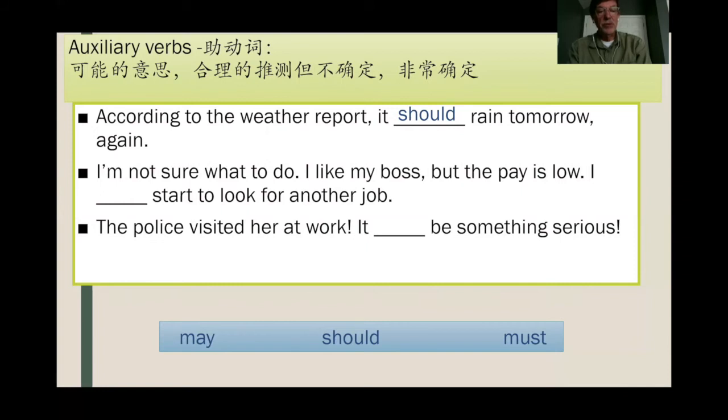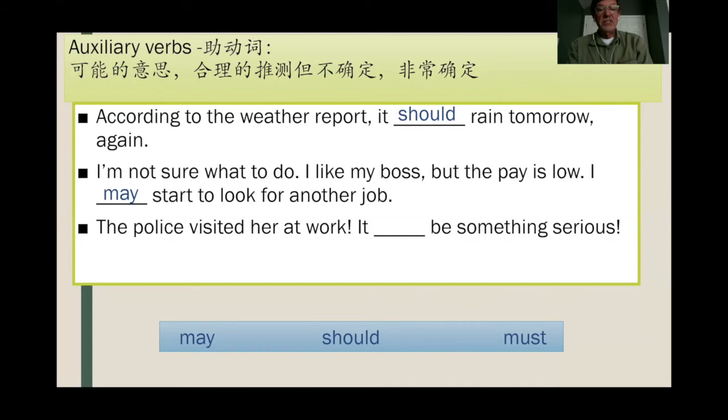I am not sure what to do. I like my boss, but the pay is low. I blank start to look for another job. Okay, so there are a couple answers. You could use all three, actually. I may start to look for another job. I should start to look for another job. I must start to look for another job. May, in this case.